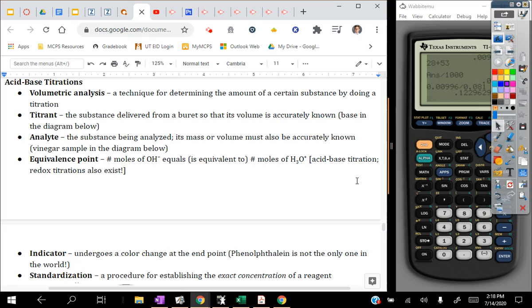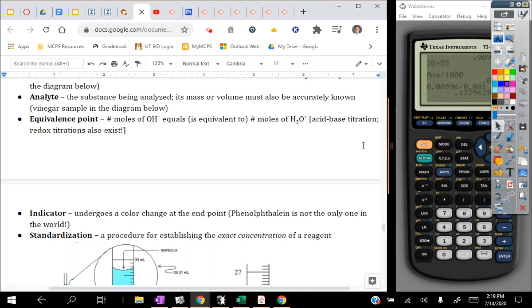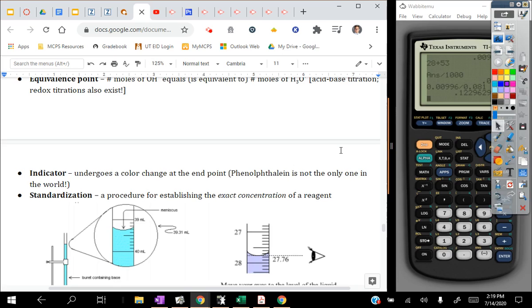The analyte is at the bottom of the flask. That's the substance being analyzed. You are adding titrant to the analyte. Its mass or volume must be accurately known. We have the equivalence point, which is the moles of OH minus, and that is equal to the moles of H plus or H3O plus. Now that is true for an acid-base titration. There are also redox titrations, which we'll talk about what redox means in a later lesson.